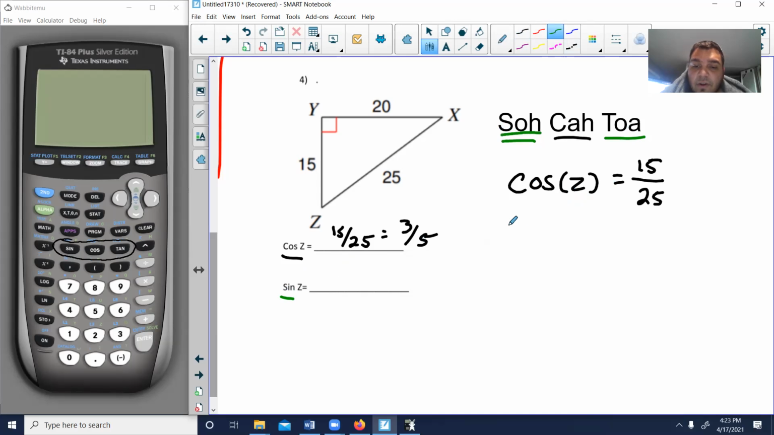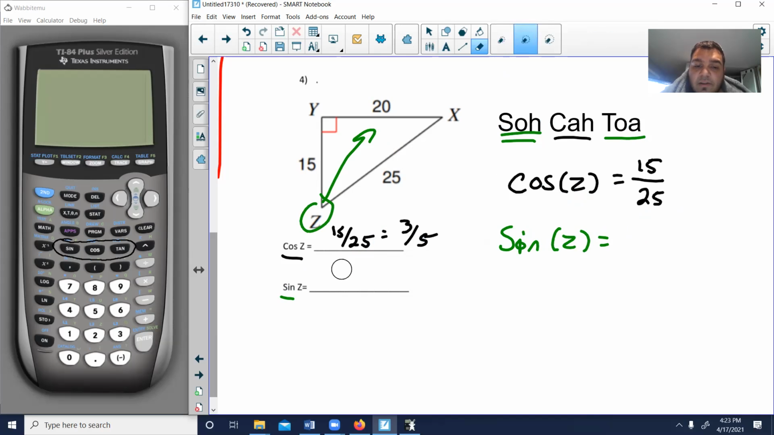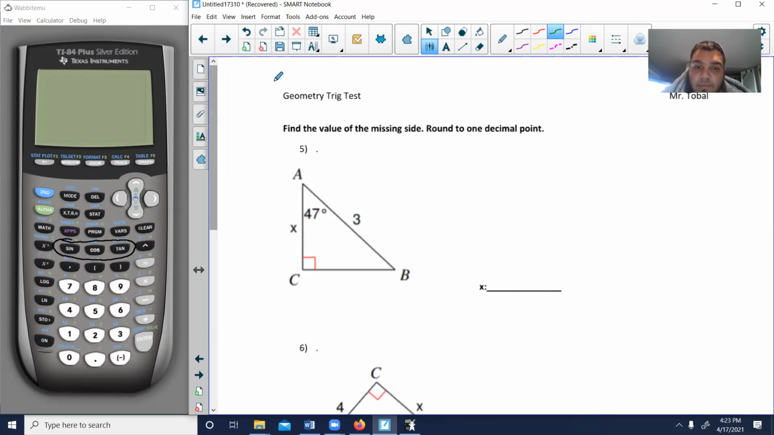Next one, sine of Z. So sine of Z is SOH. So SOHCAHTOA, so sine of Z equals opposite over hypotenuse. So I'm standing at Z, the opposite side is 20. And the hypotenuse is still the same, no matter where you stand, because the hypotenuse is always across the right angle. So 20 over 25, which should be 4 over 5. All right, let's go to the next one.